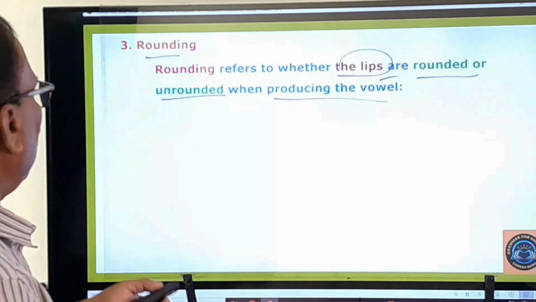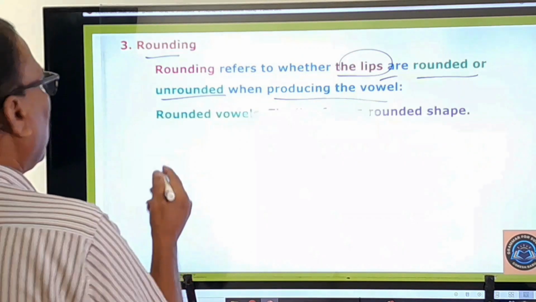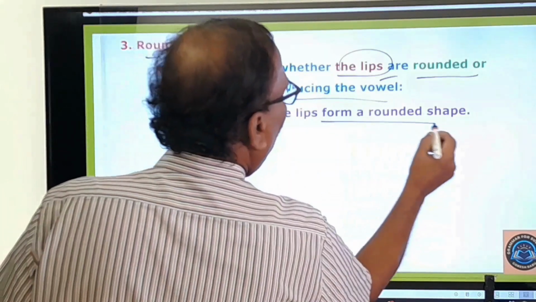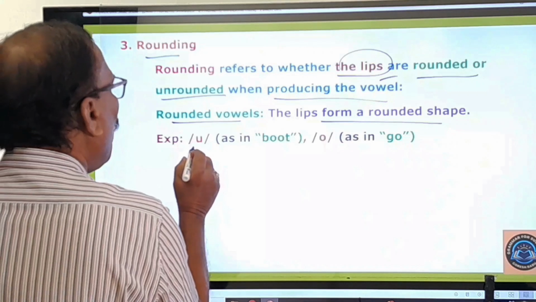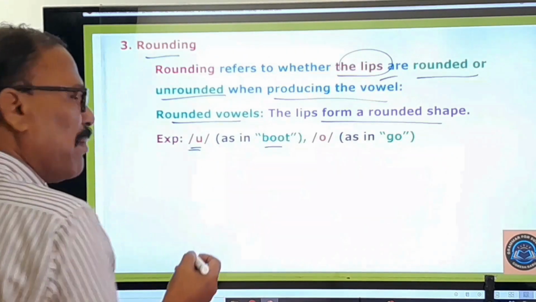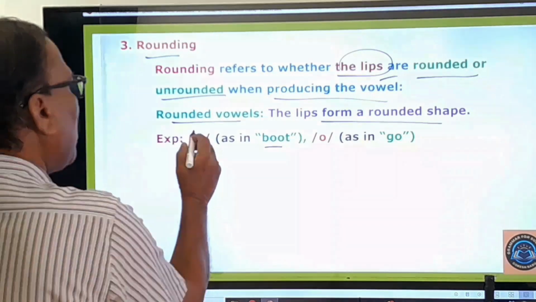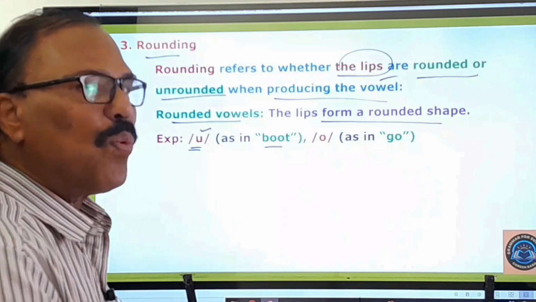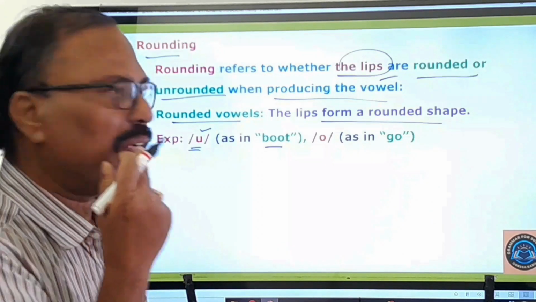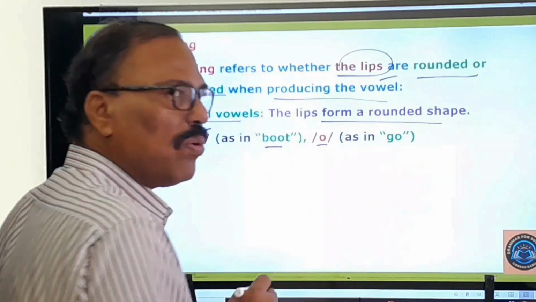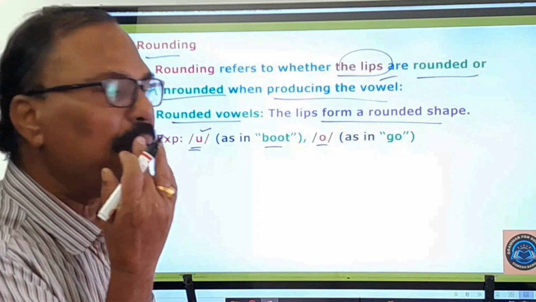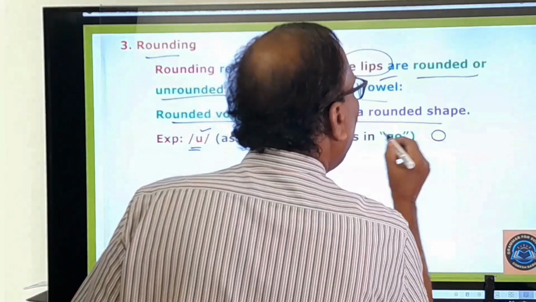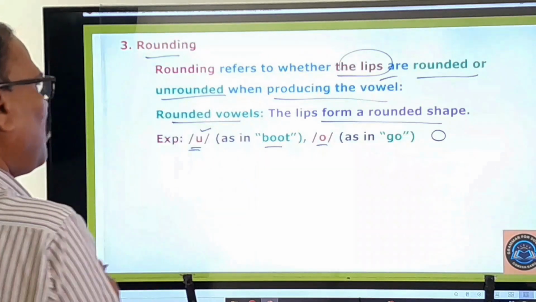So what are those vowels? Let us see that here. Rounded vowels are there. The lips form a rounded shape. And here U is there. U, again boot, the same example we are taking. In the production of this U, what happens? U, go, O. So here the lips are rounded. These are called rounded vowels.